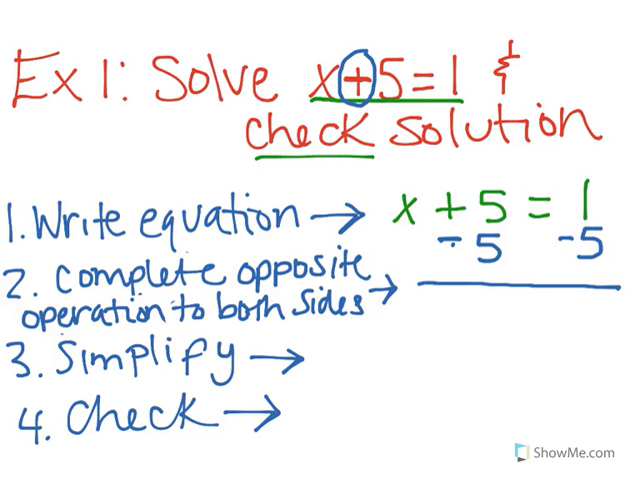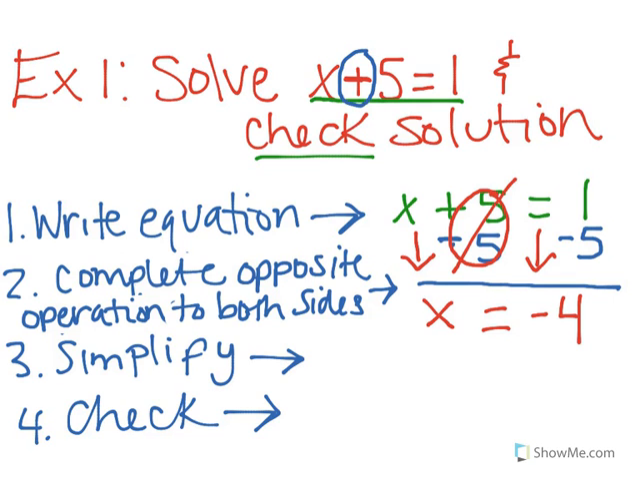Now I can say to myself, positive 5 minus 5 equals 0. So this is going to equal 0, and it's going to cross out. Then I'm just going to bring down what I didn't use. I'm going to bring down my x, and bring down my equal sign. And I'm going to say 1 minus 5 is going to be negative 4.